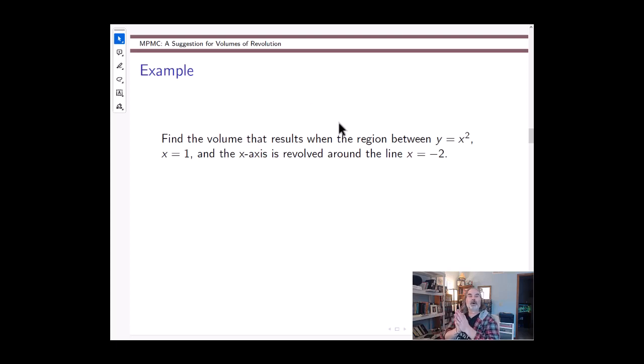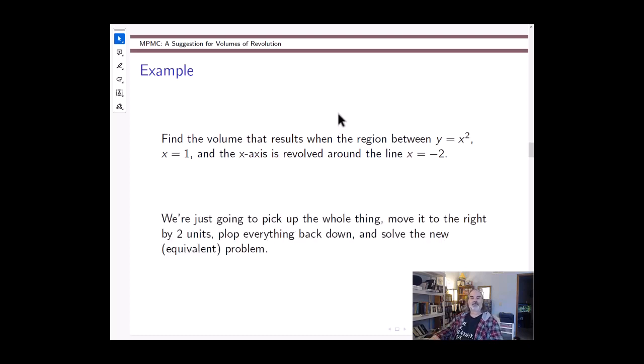So again, option 1 would be to think through the partitioning process, the Riemann sum business, and reconstruct a brand new volume formula involving integration. Or just pick up y equals x squared and x equals 1, move it to the left by 2 units, and plop it down again. That new curve revolved around the y-axis will give you the exact same volume as this one. So we are going to give that a try. We're just going to pick it up, move it to the right, and plop everything back down.